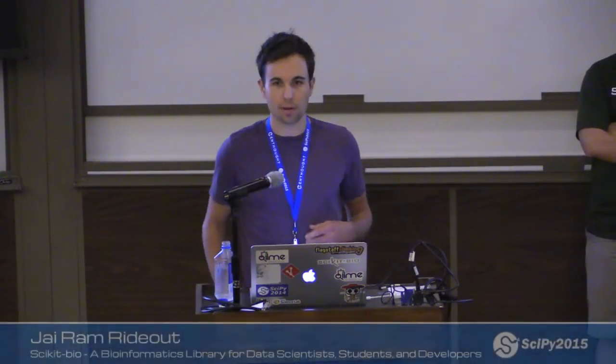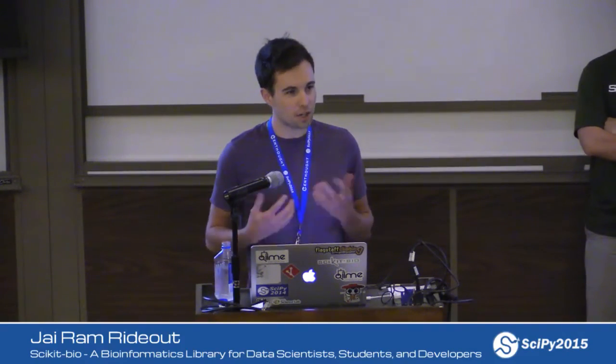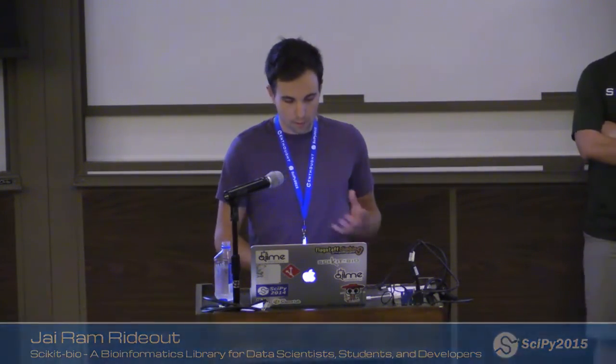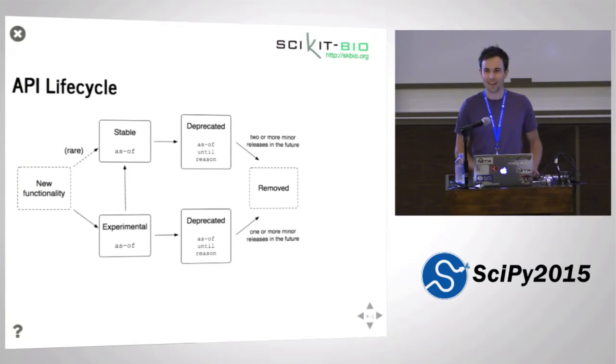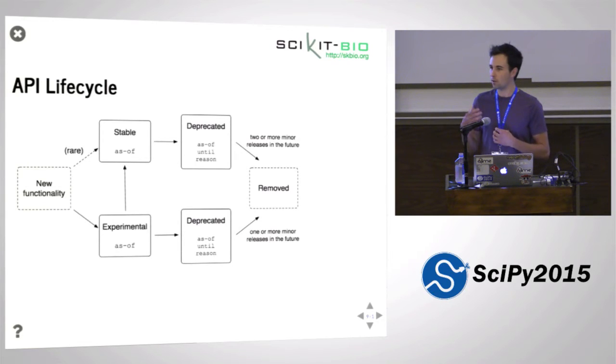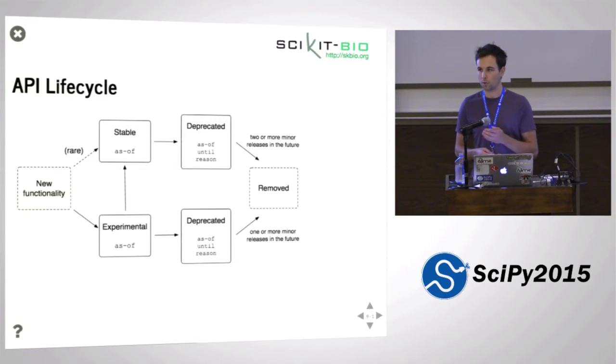So as Evan just mentioned, we just hit beta last night. And you might be wondering, should you be using Scikit-Bio for your own work or in production? To help alleviate some concerns with the relative newness of the project and its beta status, we've put together a diagram illustrating the API lifecycle, and we're committed to applying this lifecycle to all of the public-facing API in Scikit-Bio from this beta release and moving forward.